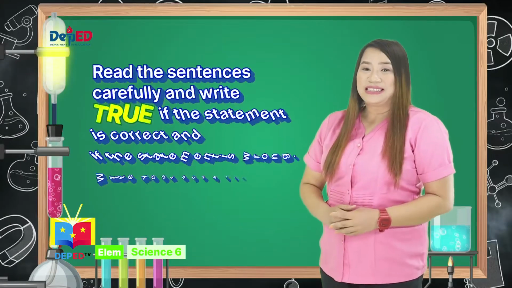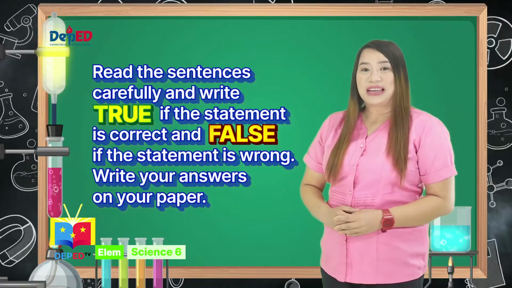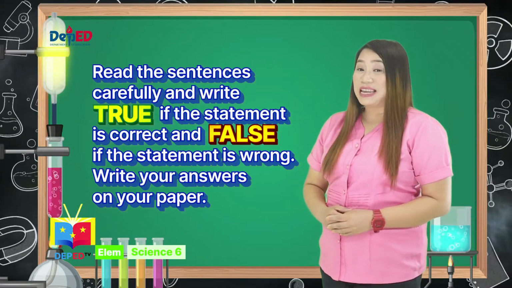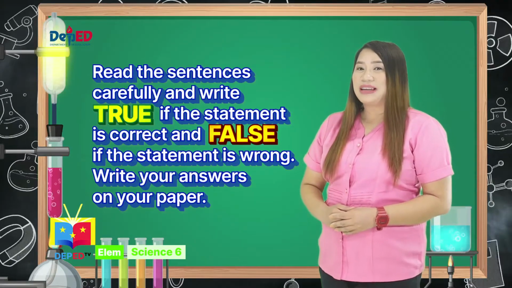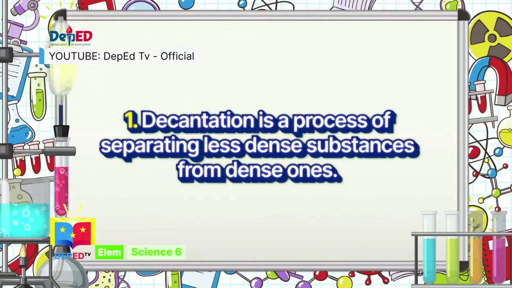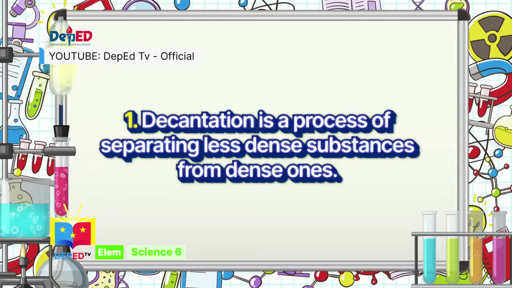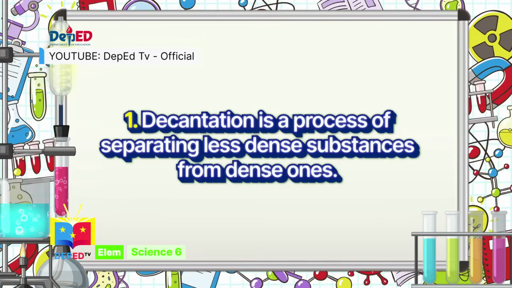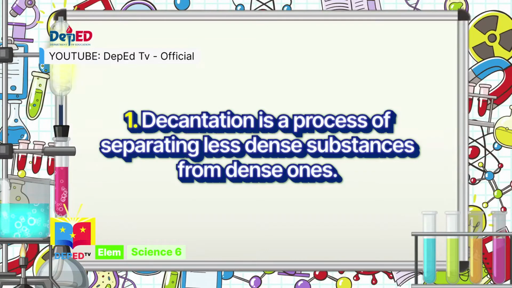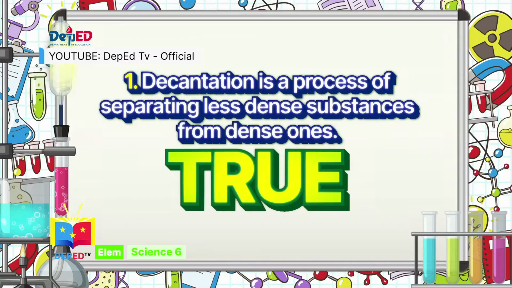Read the sentences carefully and write true if the statement is correct and false if the statement is wrong. Write your answers on your paper. Number 1. Decantation is a process of separating less dense substances from dense ones. The correct answer is true.